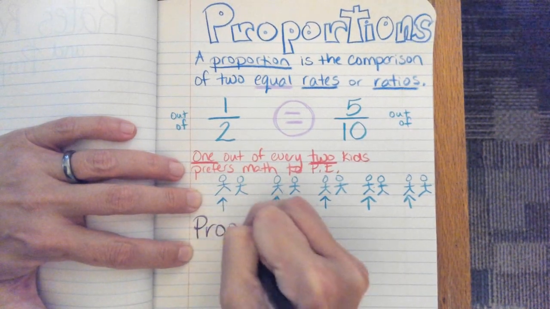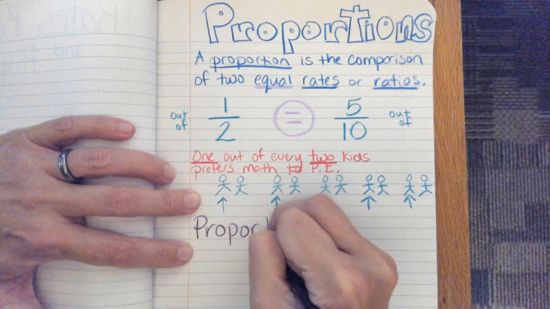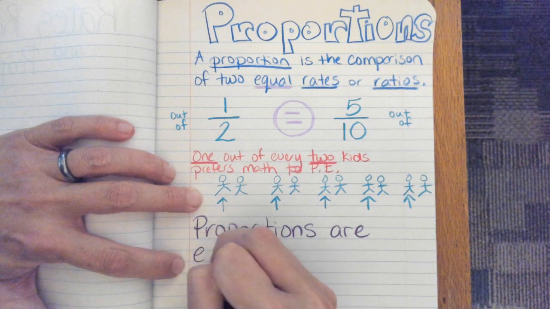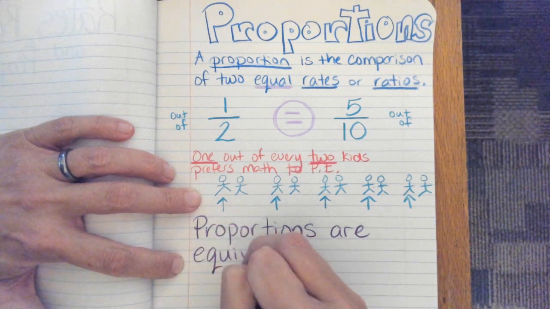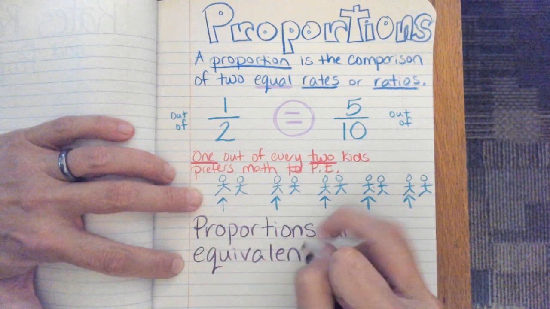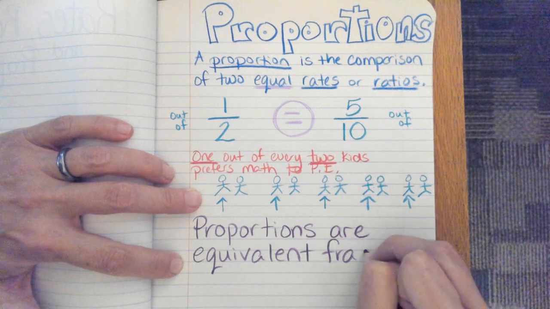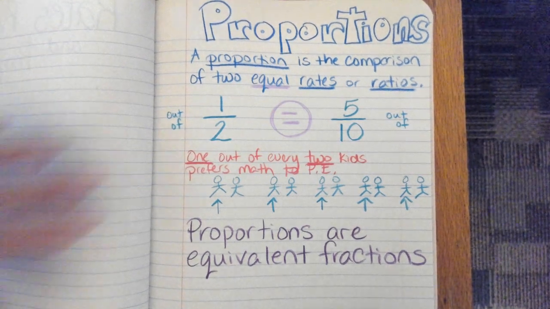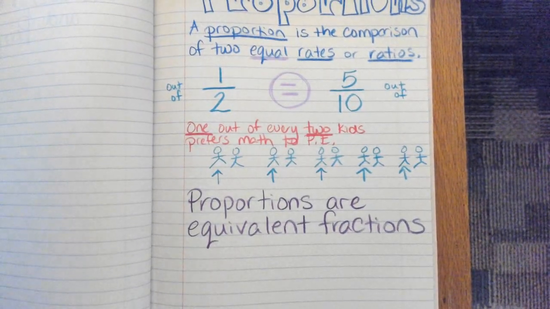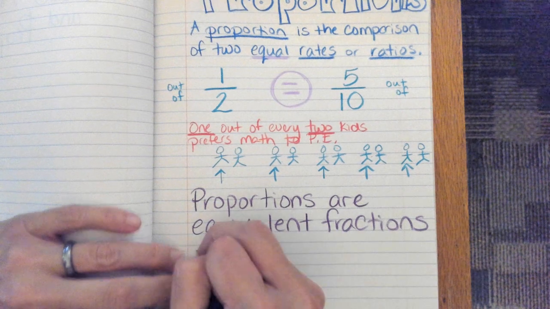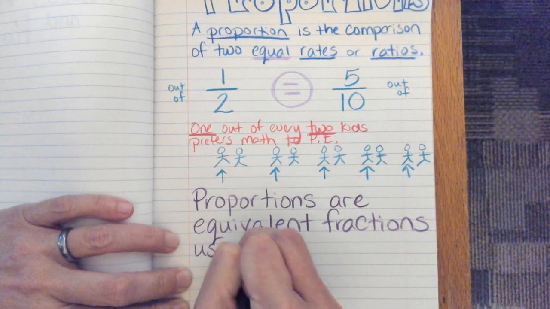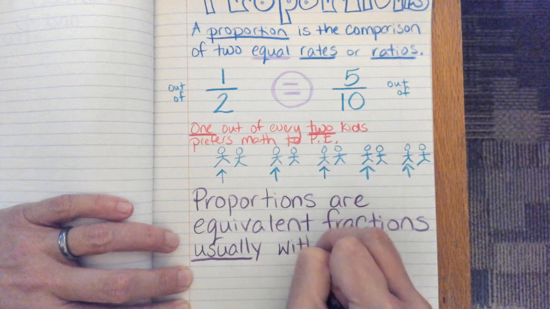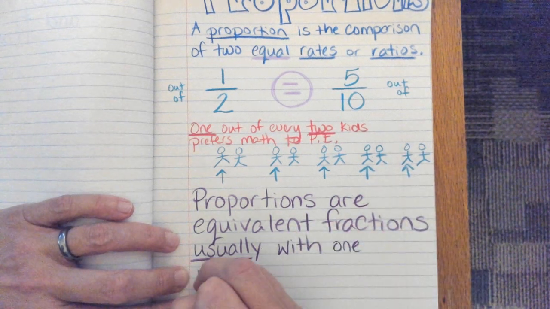Proportions are equivalent fractions. But usually, there's one missing number. Okay, proportions are equivalent fractions, usually with one missing number.